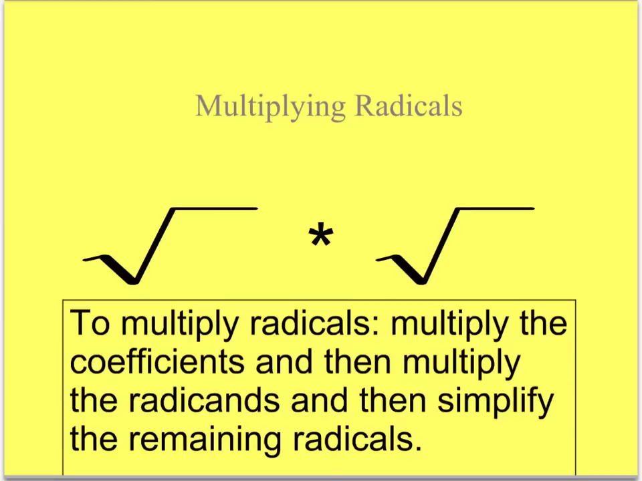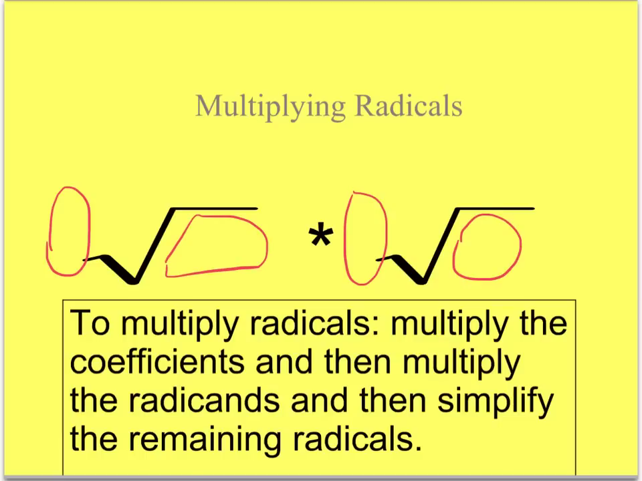So when we multiply those radicals, we're going to multiply the coefficients, which will be typically sitting here. We'll multiply the radicands, which will be sitting in here. And of course, the only way that's possible is if this index that's right here is the same for both of them. And then of course, we'll simplify if possible.